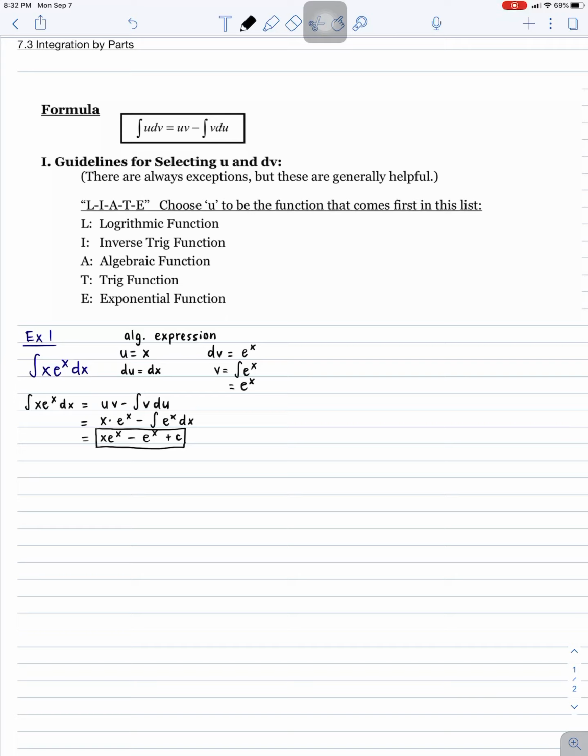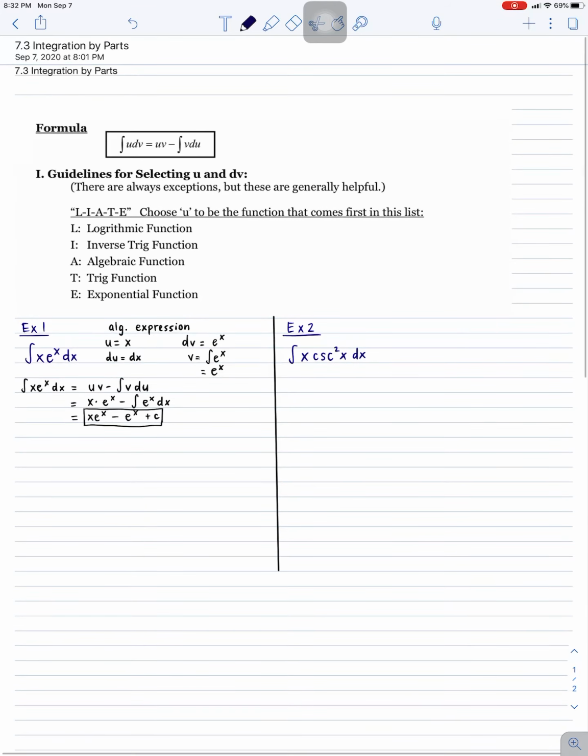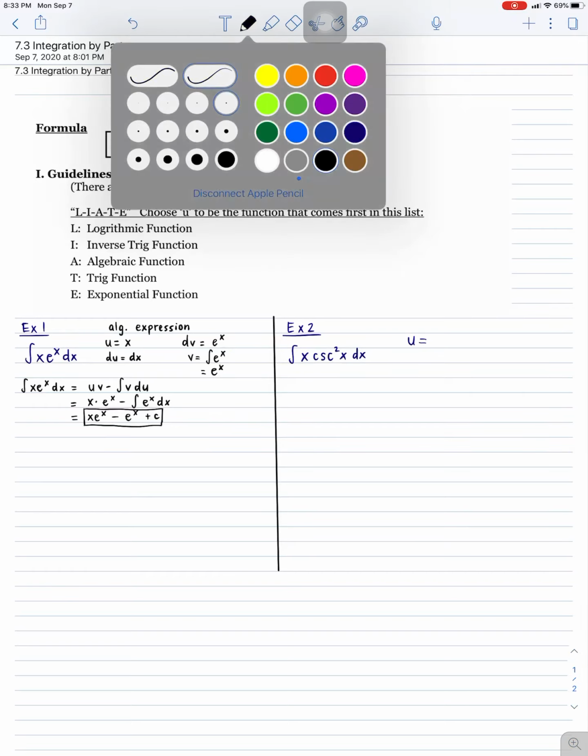Okay. Let's go ahead and try example 2. So let's say that we have the integral of x cosecant squared x dx. I encourage you to pause this and try it on your own. So I'm going to go through my LIATE list. Do I have a log function? No. Do I have an inverse trig function? No. But I do have an algebraic expression. So I'm going to let u be equal to x.